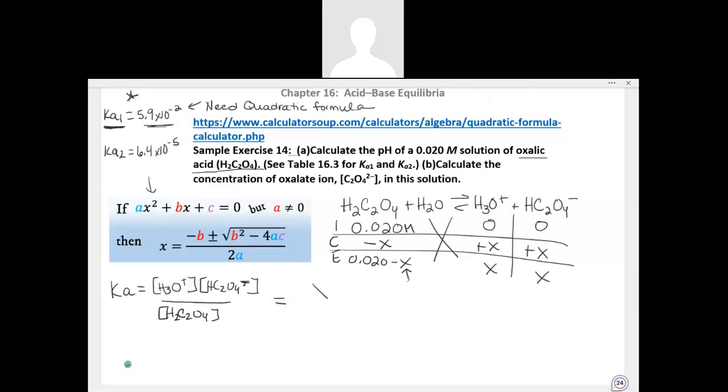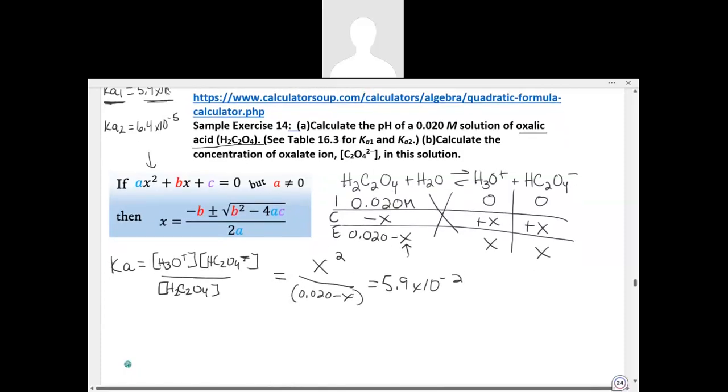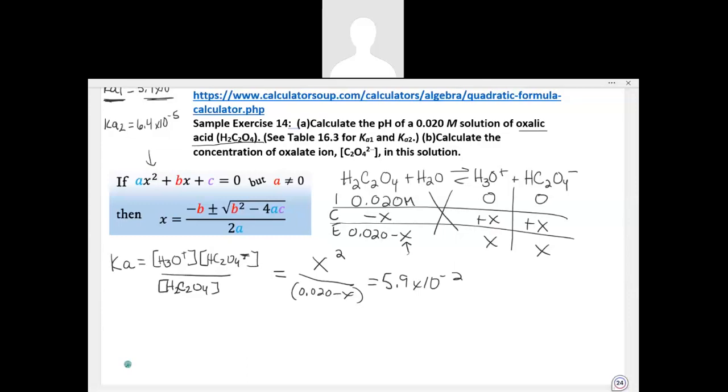We're going to have x squared over 0.020 minus x equal to our first Ka value, that 5.9 times 10 to the -2. We're going to have to rearrange this equation and get it into quadratic form. What is quadratic form, if you ask? It's this right up here. So let's get started. We're going to multiply both sides by 0.020 minus x. I'm going to cancel this out here, and multiply it over here.